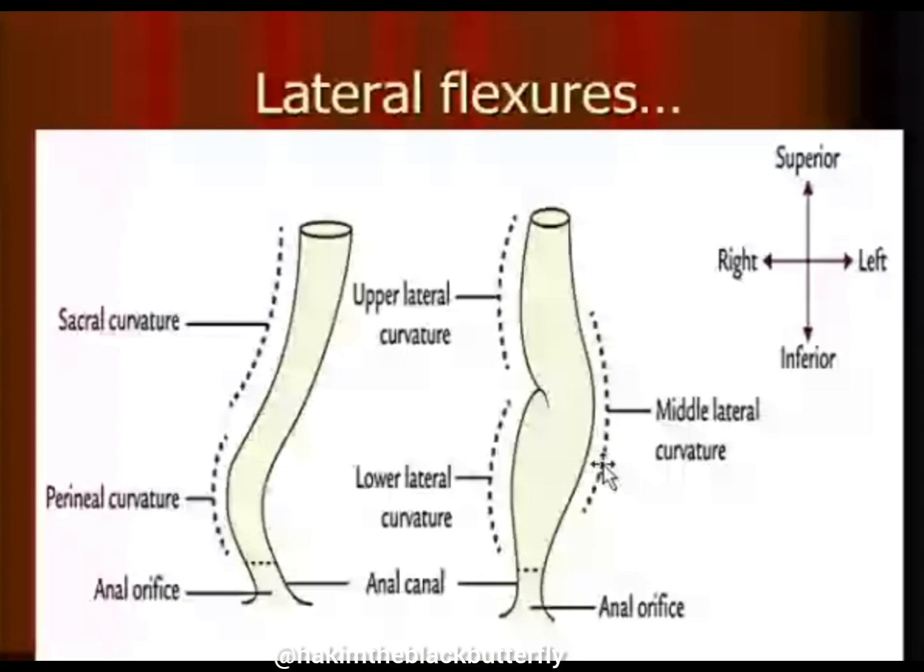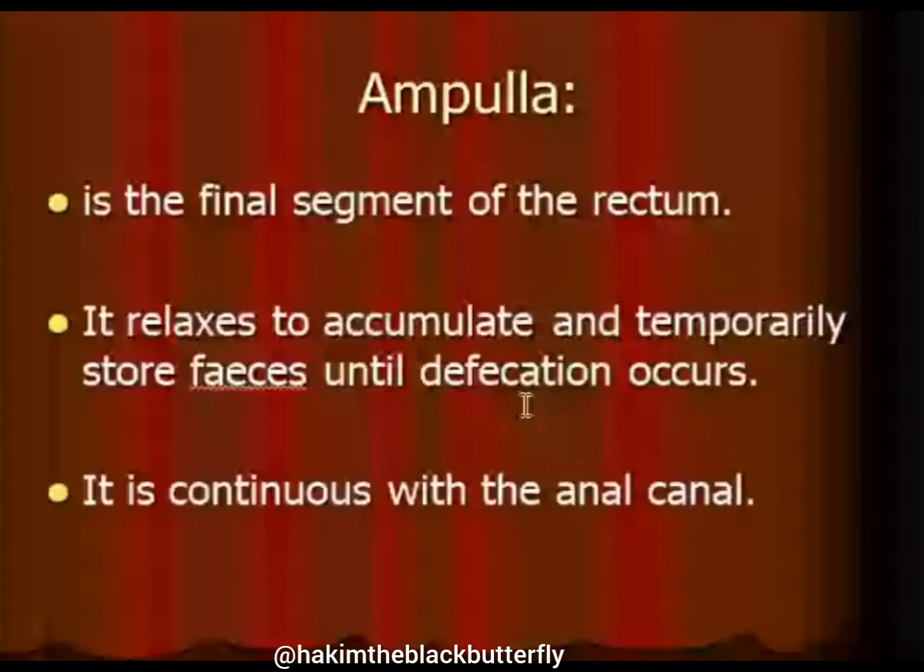So it is not straight. The rectum is not straight. It has lateral bends and sagittal bends. The bends which can be seen in sagittal are the sacral and anorectal or perineal. The lateral bends can be seen in coronal section. The ampulla is the widest part of the rectum. It is on the inferiormost aspect of the rectum, and this one holds feces before defecation.